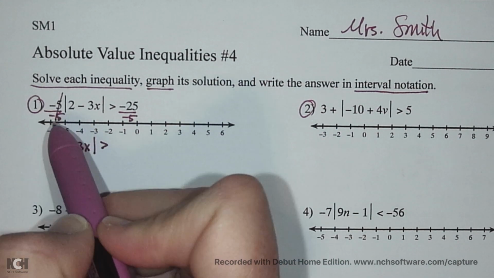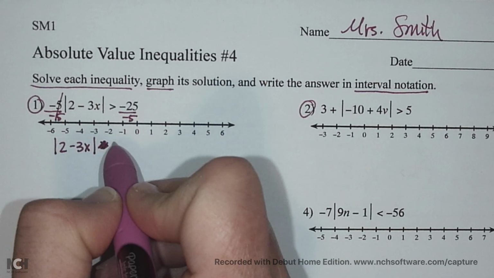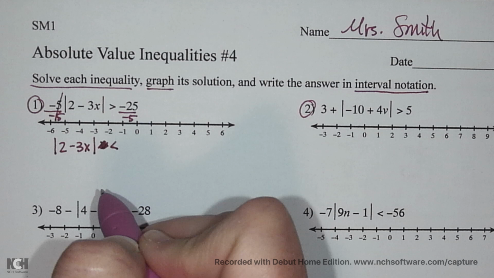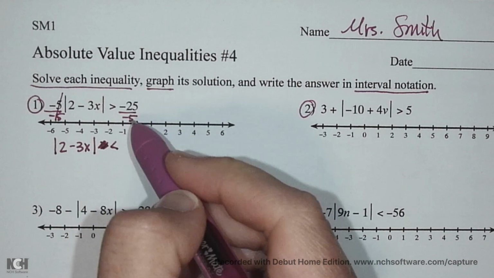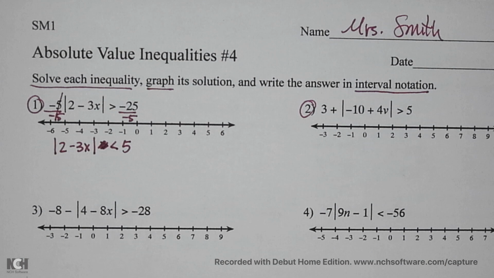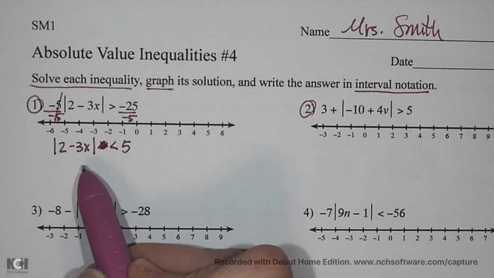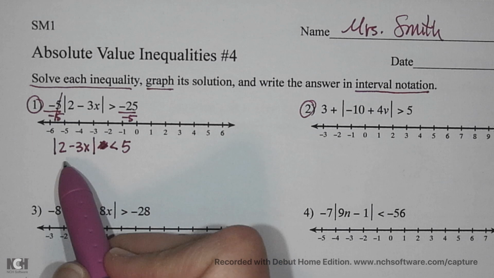wait a second, we just divided by a negative. Sounds like we need to flip our sign, doesn't it? Okay, let's make that less than, and then negative 25 divided by negative 5 gives us 5. All right, cool. So now is our absolute value expression by itself? Yes, it is. It looks like we're ready for the next step.